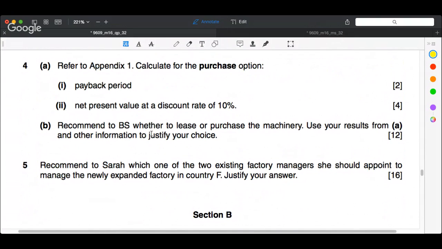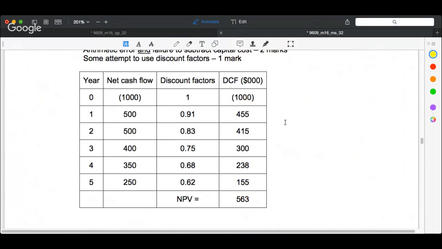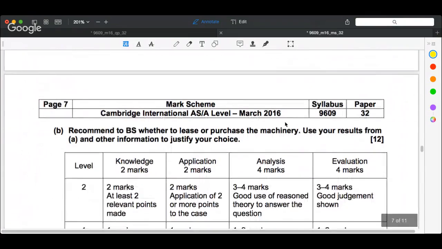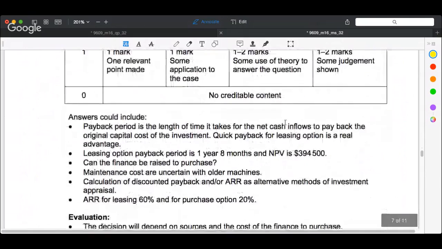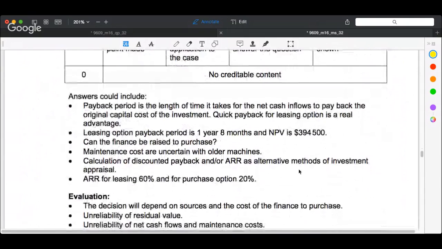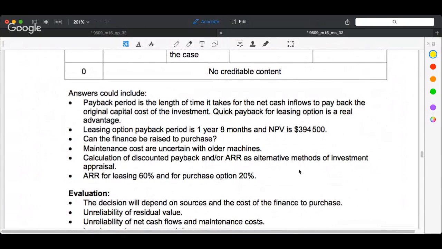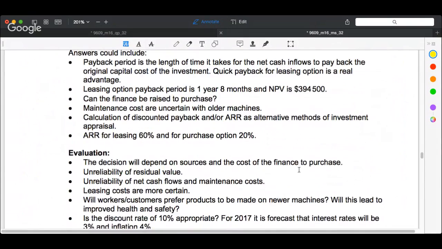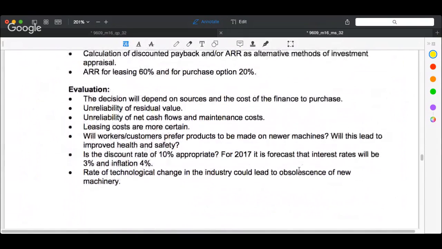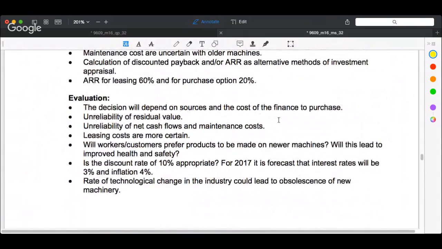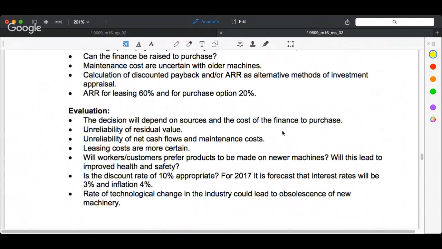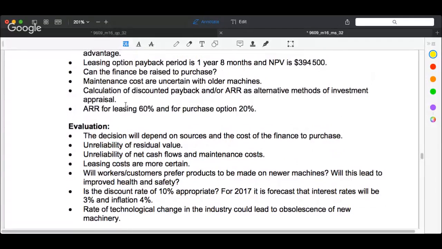So Niels, what would you have said then? Judging by the table, I would have said that we should buy it because of the first 1,000 and then it goes. Yeah. The only difference is, as they're saying in the mark scheme, it depends on whether or not you've got the money. Yeah. I mean the difference was 200 versus 1,000.